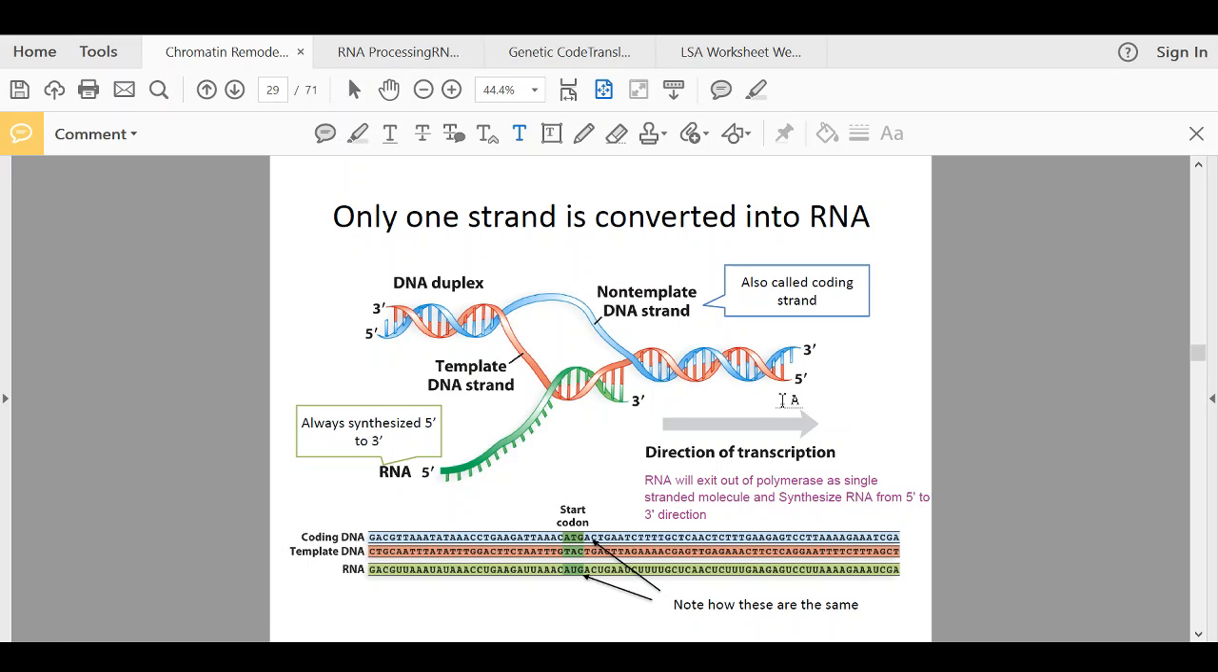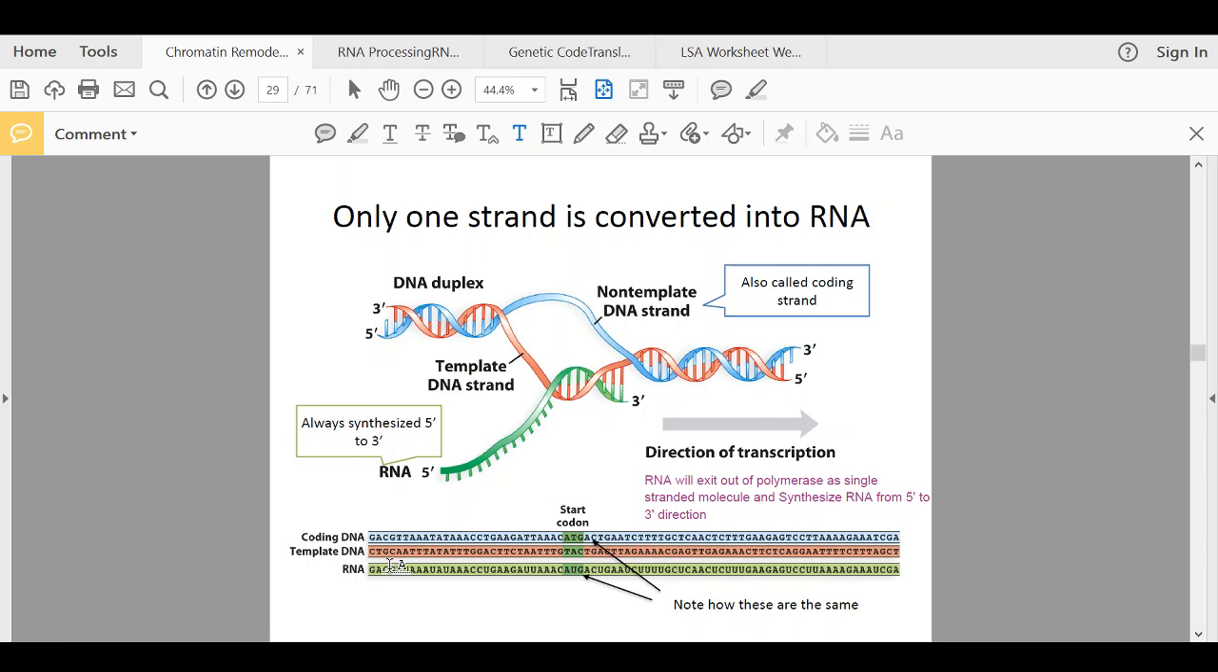However, there is a hydroxyl group on the 3' carbon, and we need to use that OH group because it's a nucleophile. We use that to attach additional nucleotides to the growing strand of nucleotides. So RNA will exit as a single-stranded molecule, which makes messenger RNA a very unstable molecule. It makes it extremely vulnerable to exonucleases.